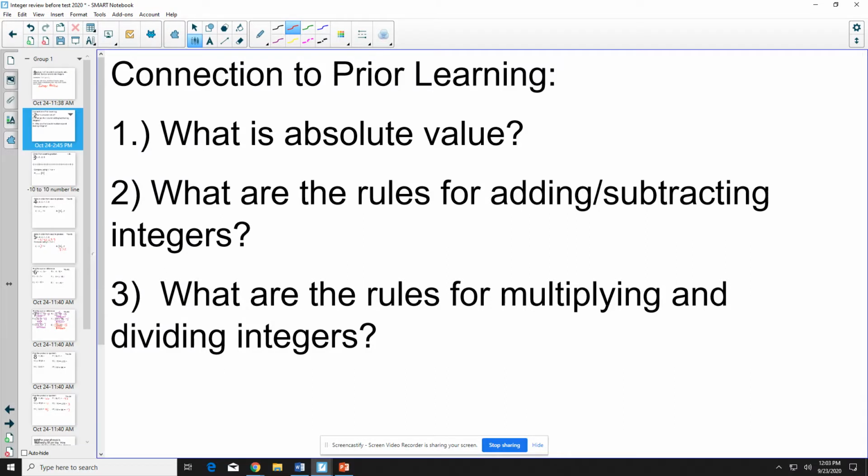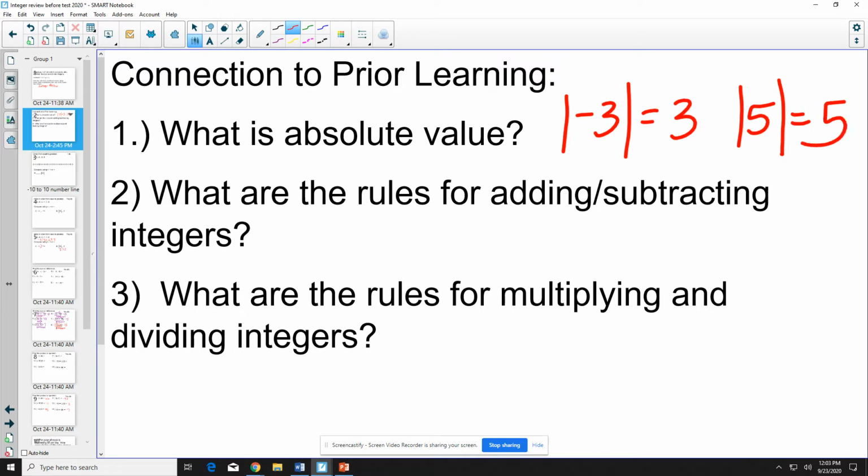All right, so things we need to remember. First of all, what is absolute value? Absolute value is how far away a number is from 0. What do you think the absolute value of -3 is? 3, good. What's the absolute value of 5? 5, right.